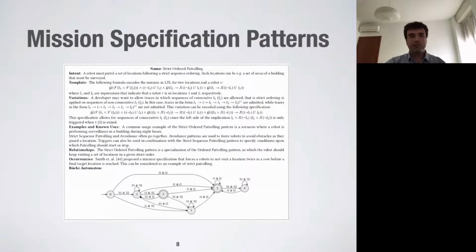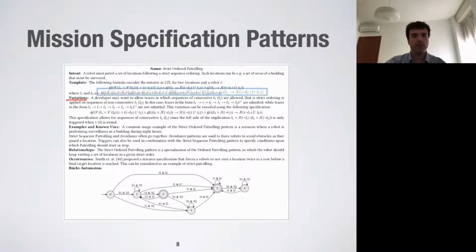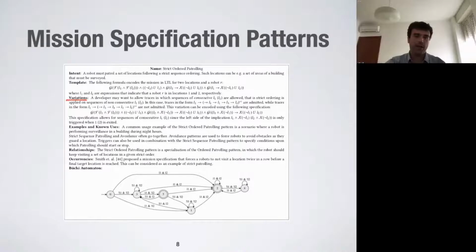This is an example of a pattern, the strict order patrolling pattern. As you can see from the slides, a pattern has a name, which is the unique identifier of the pattern. Then there is an intent, which describes the mission specification problem the pattern aims at solving. Then there is a template specification, in this case LTL. We also have a specification in CTL, but ideally users can also provide specifications in other languages. Then there are variations of the pattern that describe likely changes that can be applied to the pattern, examples and known uses that specify how to use the pattern, relationships with other patterns, and occurrences of the pattern in the literature.